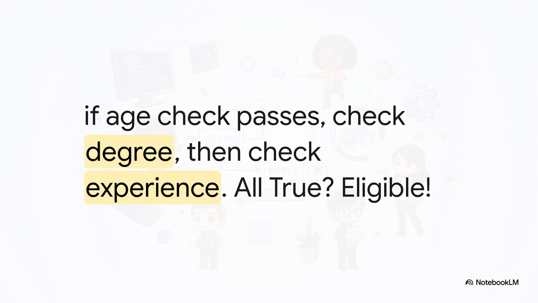Do they have a degree? If that's also true, we go one level deeper. Do they have at least 2 years of experience? Only if all 3 of these gates evaluate to true consecutively do we finally hit the jackpot and print eligible. If the applicant was, say, 40 years old, they fail that very first outer check, and Python completely skips all the rest of those nested blocks.